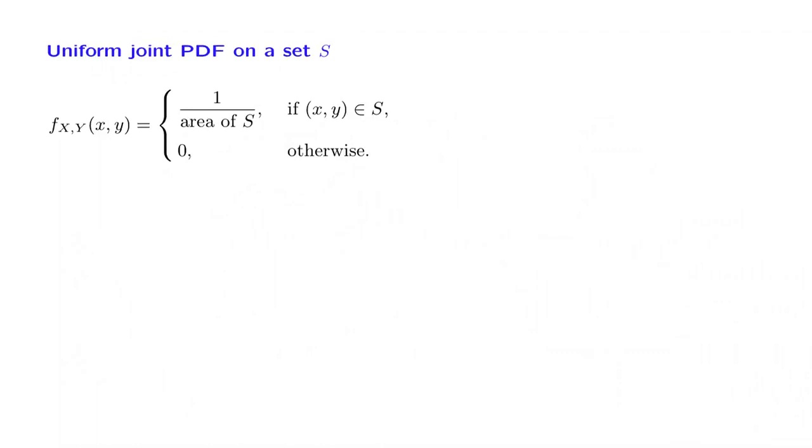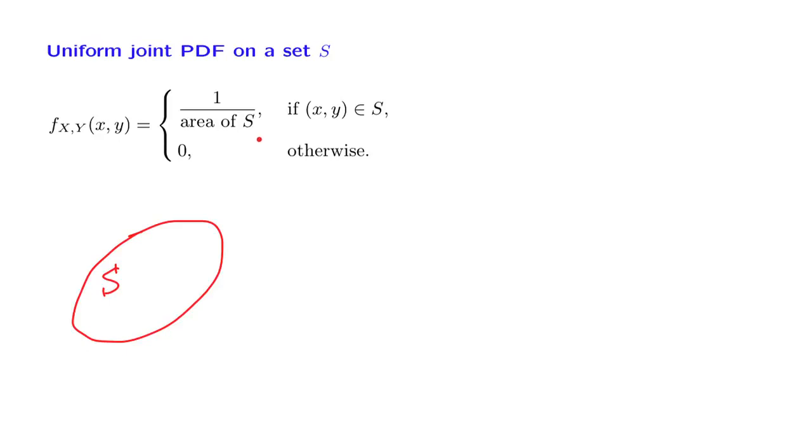Here is an example. The simplest kind of a joint PDF is a PDF that is constant on a certain set S and is 0 outside that set. So the overall probability, 1 unit of probability, is spread uniformly over that set. Because the total volume under the joint PDF must be equal to 1, the height of the PDF must be equal to 1 over the area.